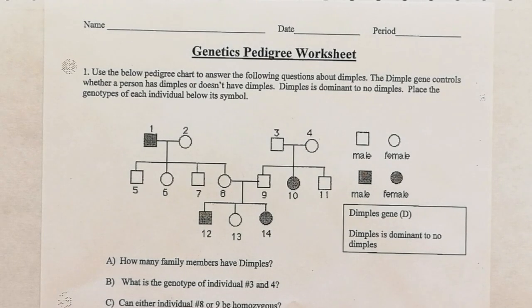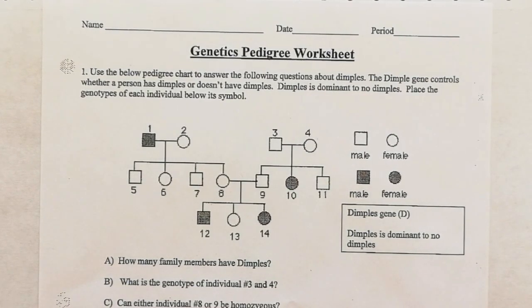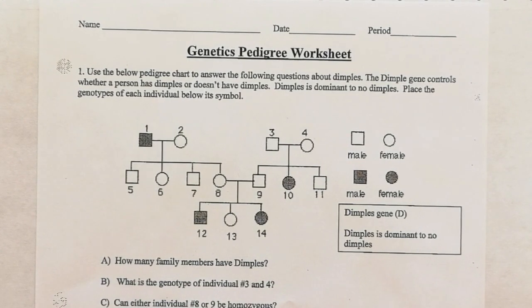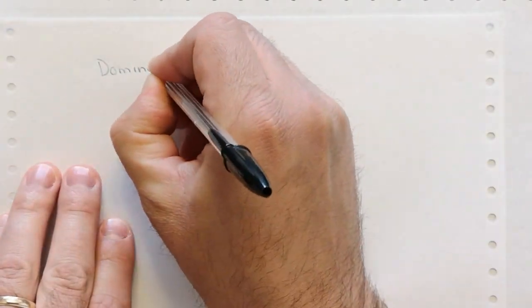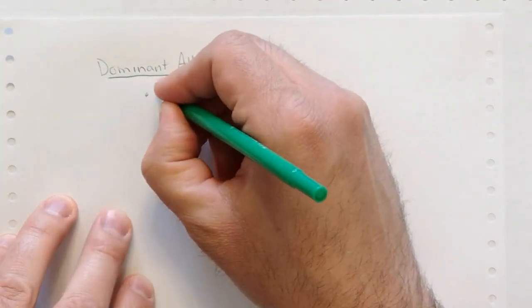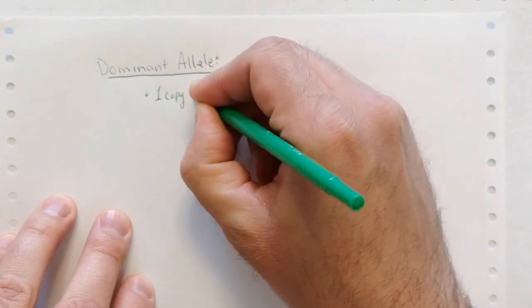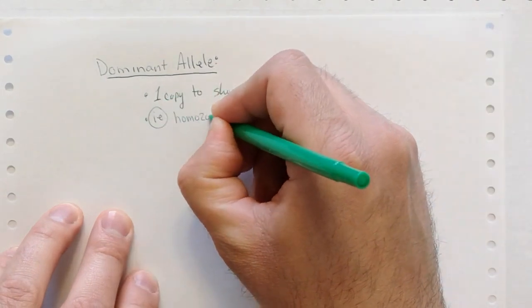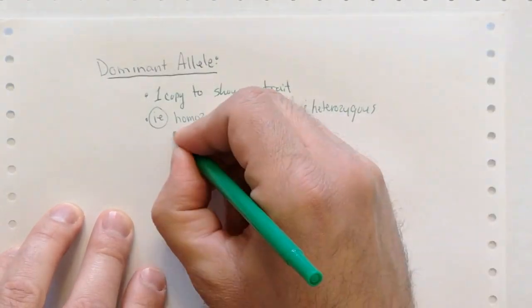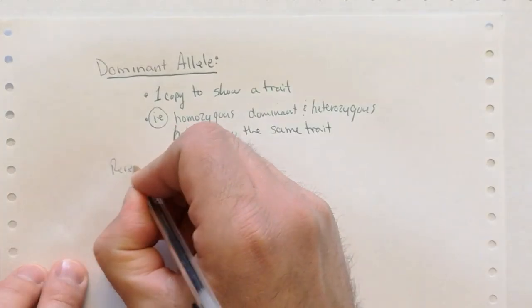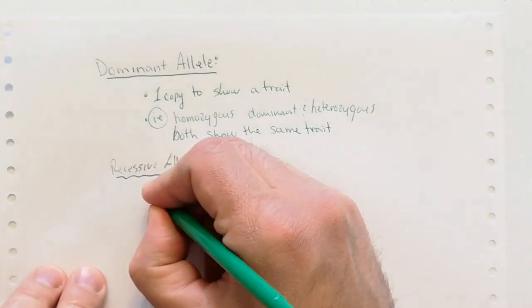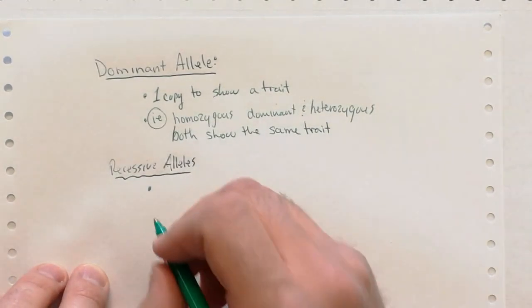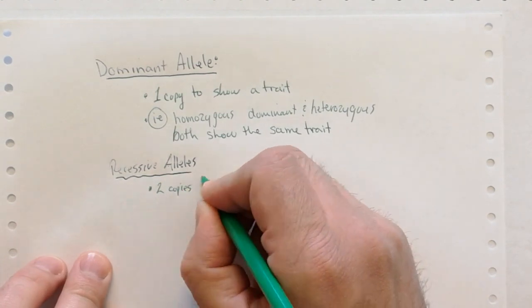So before we begin talking about genetics pedigrees, we need to do a quick review of genotypes, phenotypes, and what it means to be dominant or recessive. Characteristics of a dominant allele is that we only need one copy to show a trait. In order for recessive alleles to determine the phenotype or traits observed in the individual, we need two copies.